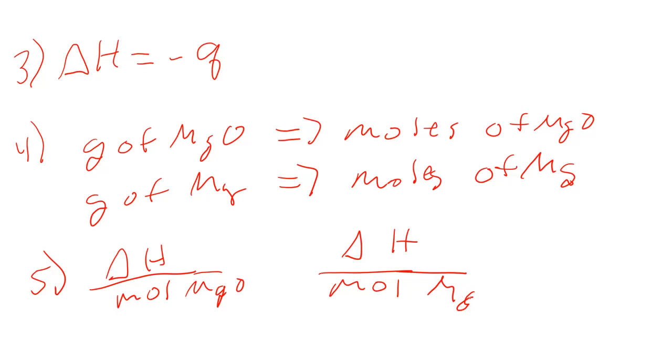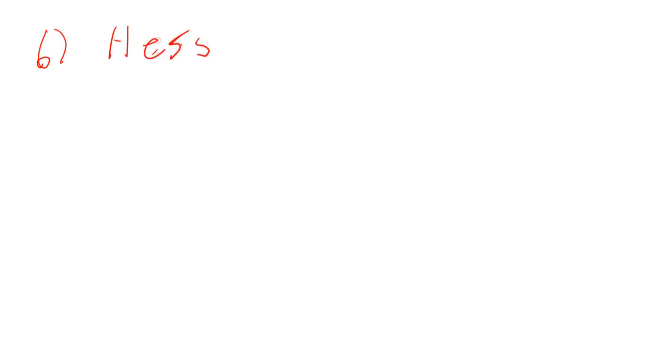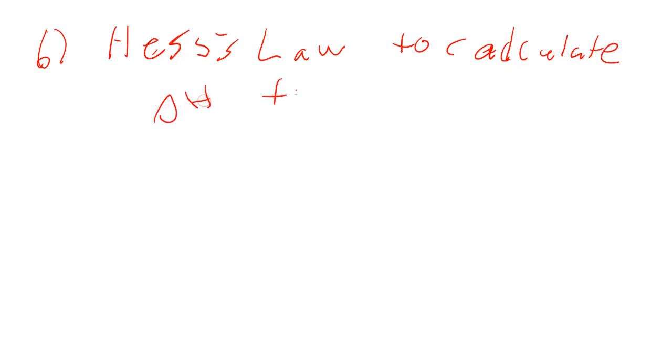And once you have done that, then you are going to use Hess's law in step 6 to calculate delta H for reaction 4.